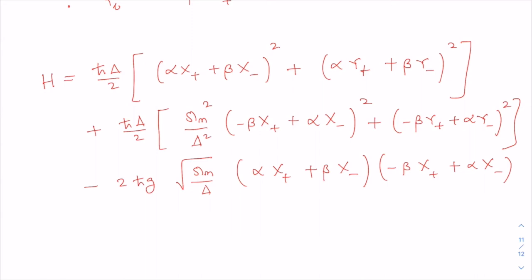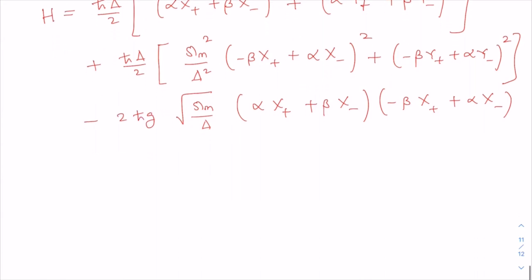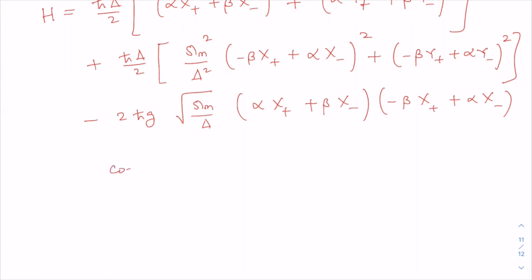Now, this Hamiltonian would become diagonal if the coefficients of the cross terms, the cross term x plus and x minus, should vanish.